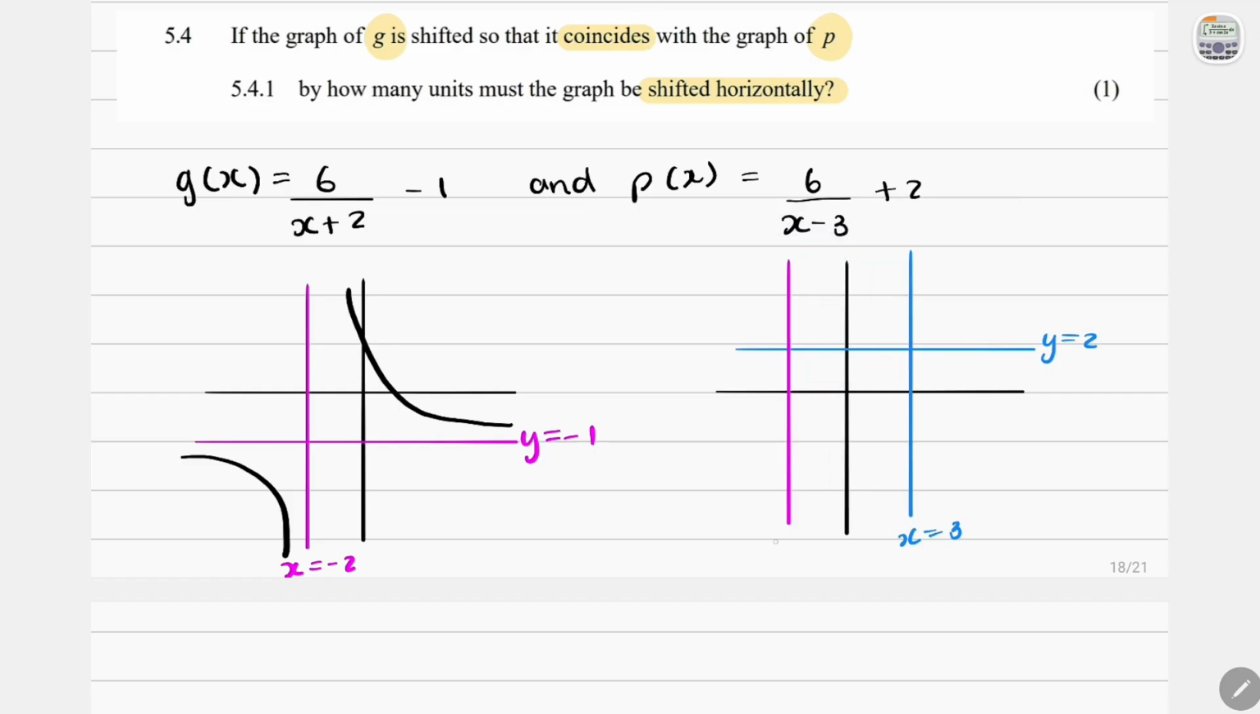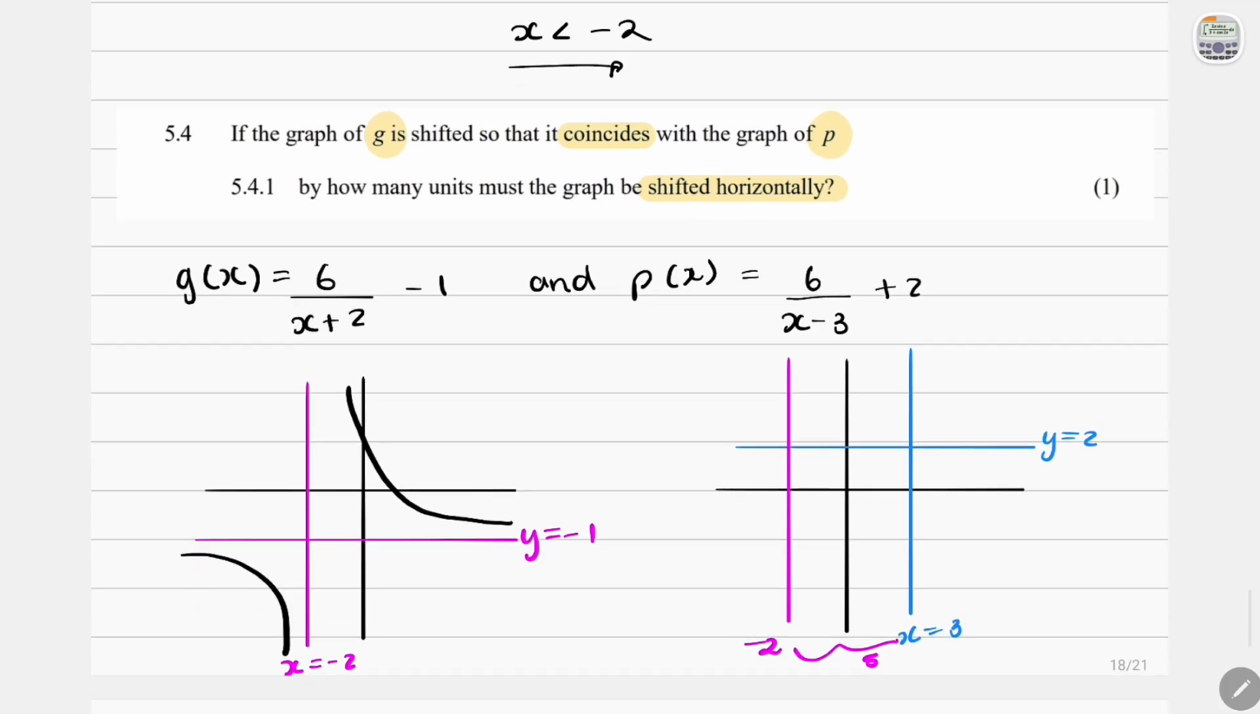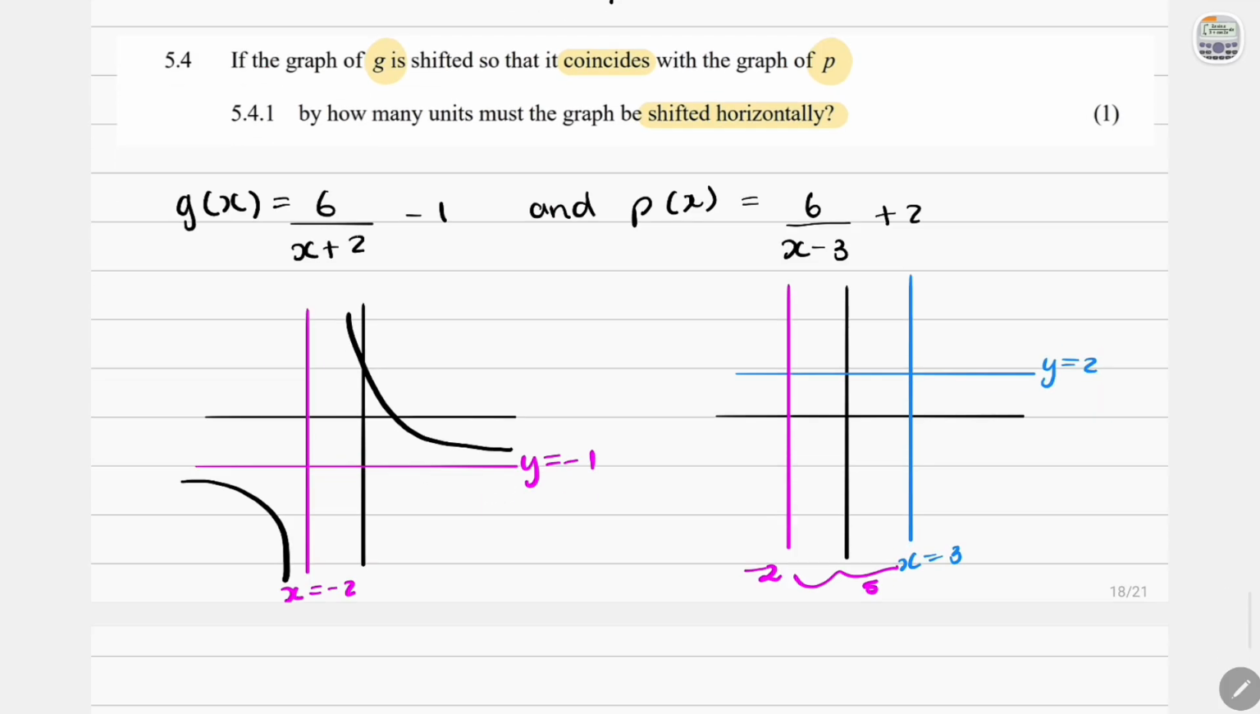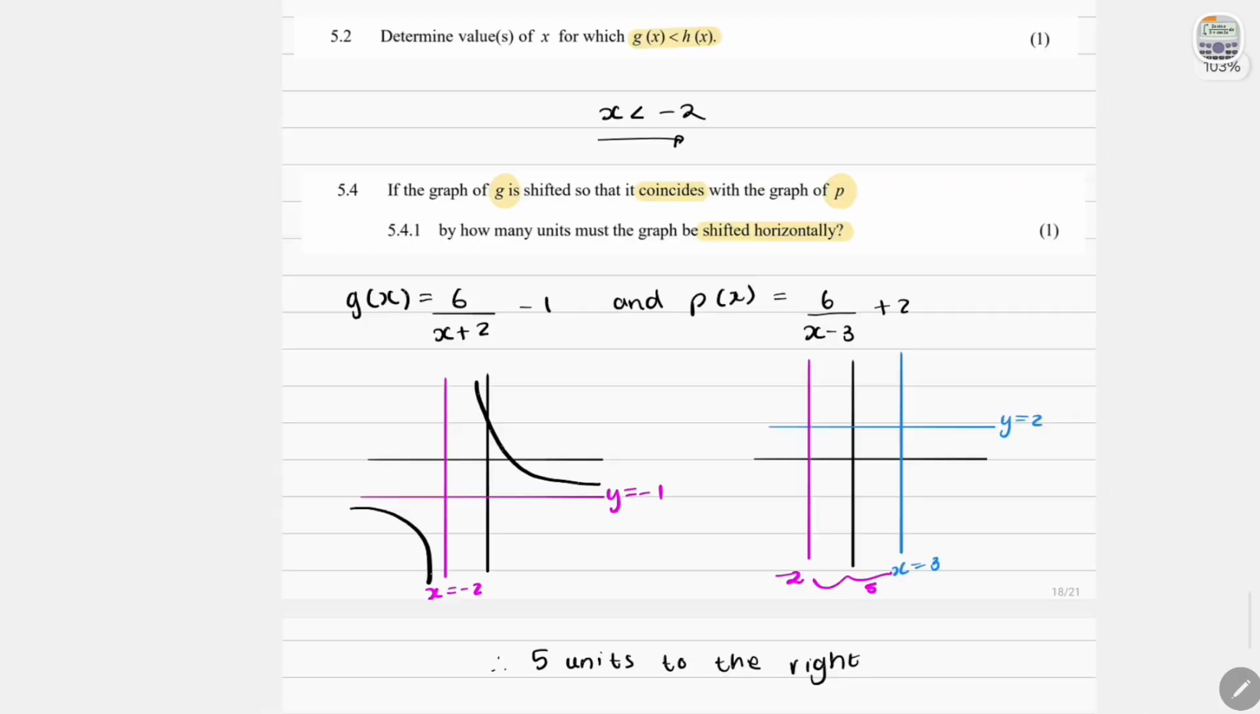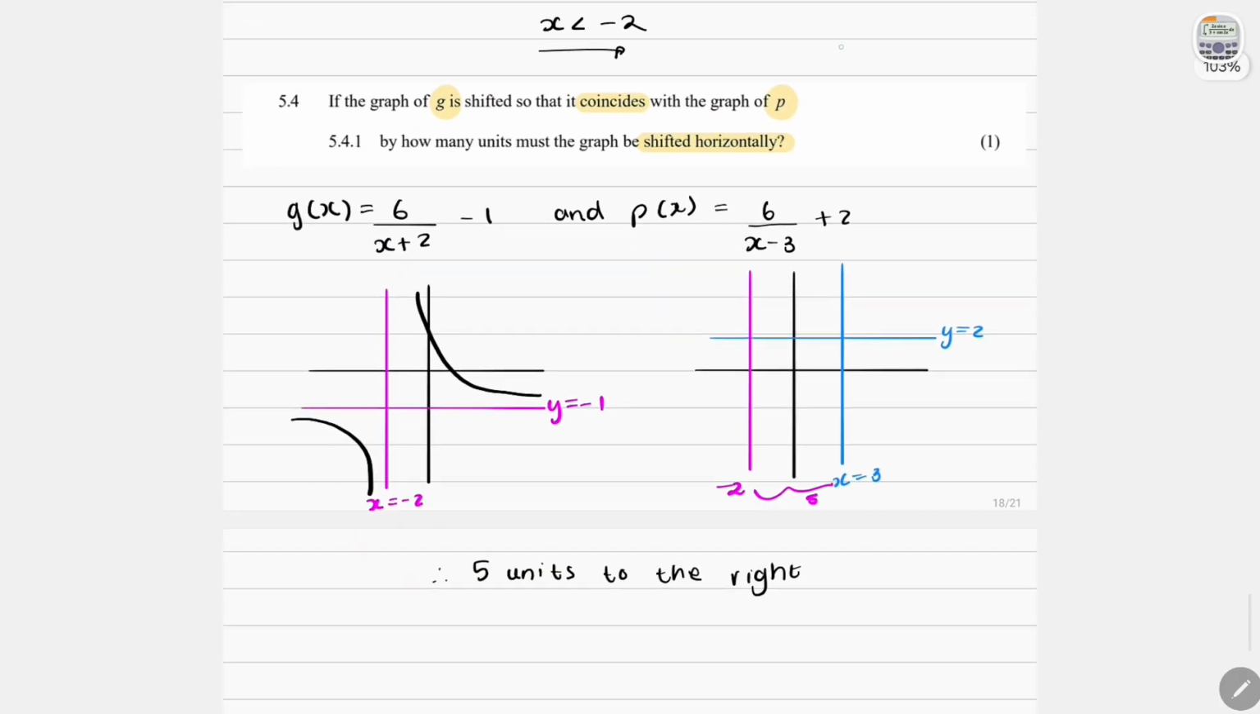Well, it was at -2, so it must go 2 and then 3. So that's a total of 5 units to the right, and that's how it must be shifted. So we need to tell them that the horizontal shift is going to be a 5 units to the right shift. So say 5 units to the right. And that is our answer there. Moving on to the next question.